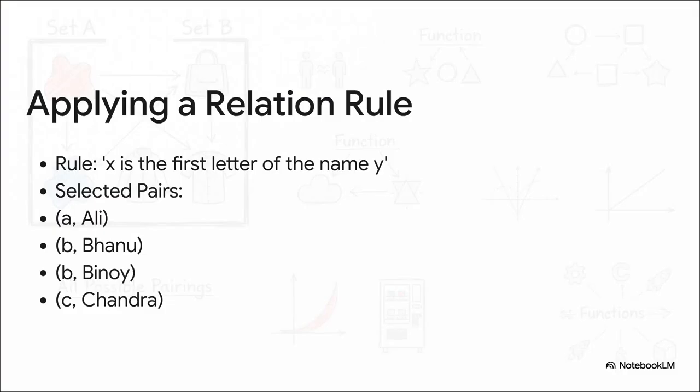Let's check out another example. Imagine we're pairing letters with names. Now, if our rule is the letter is the first letter of the name, then we'd only pick out these specific pairs. We'd grab A, Ali; B, Banu; B, Binoy; and C, Chandra. See what we did there? We just filtered out all the nonsense pairs like, say, A, Binoy, and we created a meaningful relation.